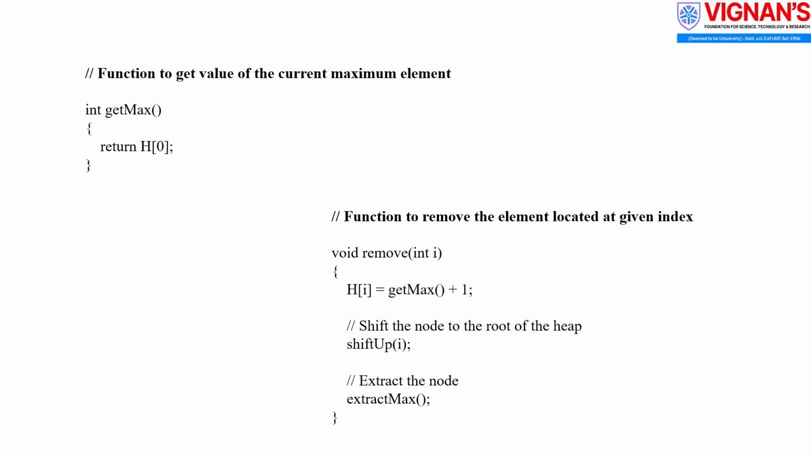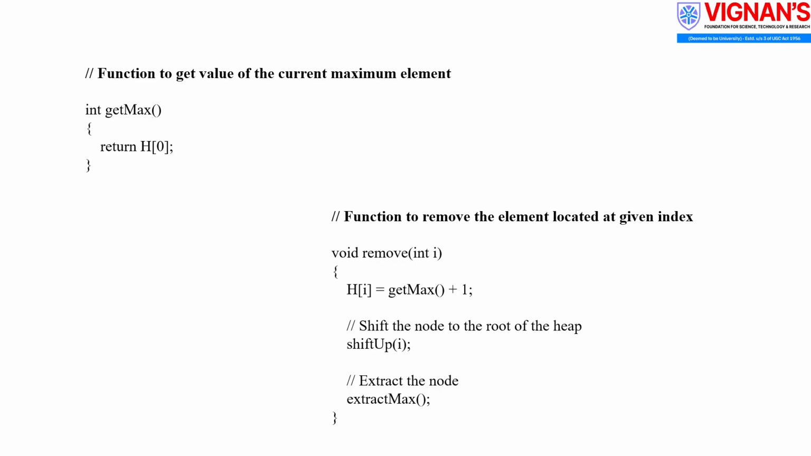This part of the program defines two functions, getMax and remove, which are used in a max binary heap. First, the function getMax is used to return the value of the current maximum element in the heap. Since this is a max heap, the maximum element is always stored at the root, which is at index 0, so the function simply returns the value at h of 0.